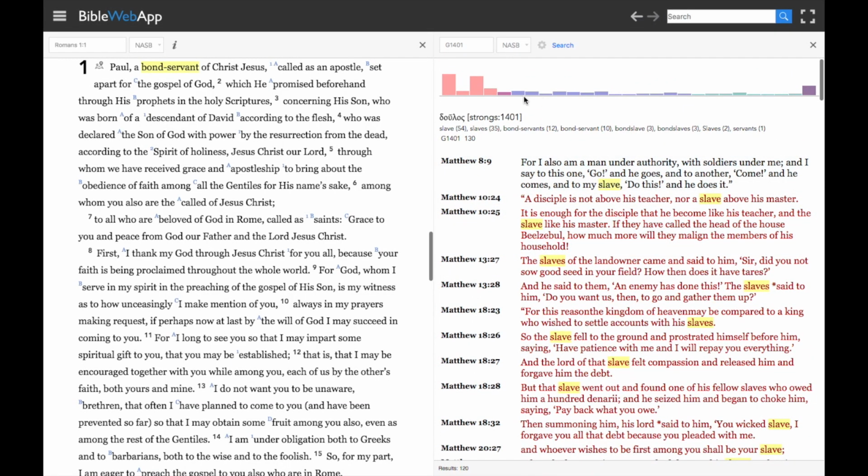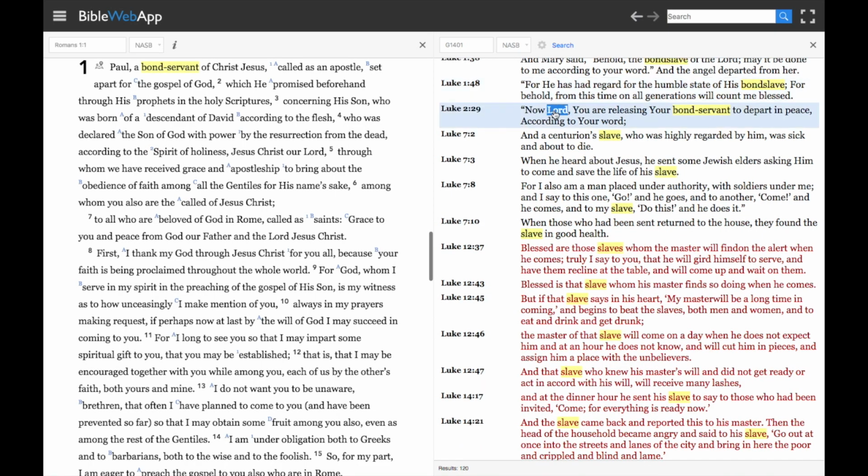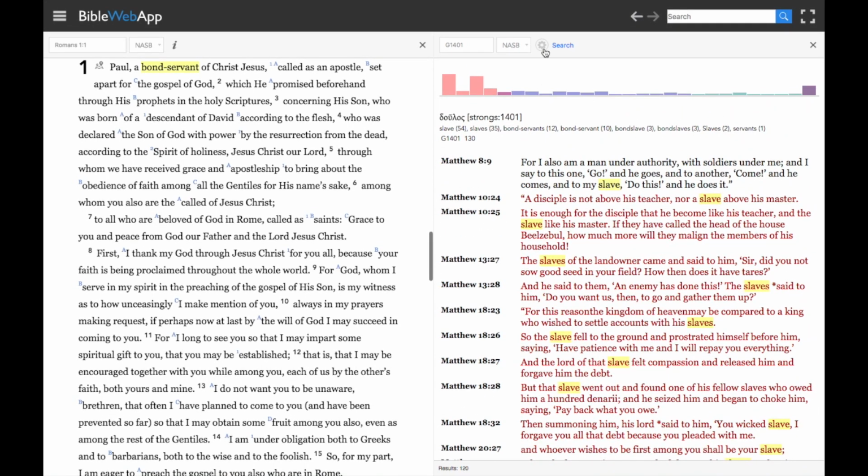So if we want to see how Paul uses doulos, then we can see here, right? We can jump to Romans, we can jump to Corinthians, Galatians, Ephesians, etc., to see how he uses it in each of those contexts. Or we can compare them with how, let's say, Luke uses it. Right? So this is a very useful tool that you can use in your Bible study at home.